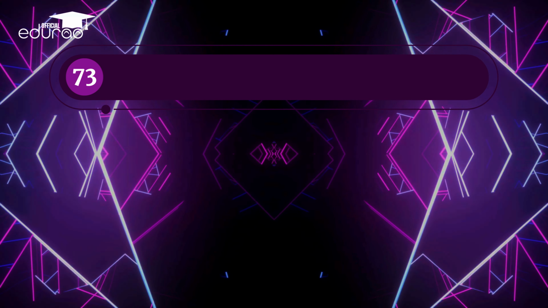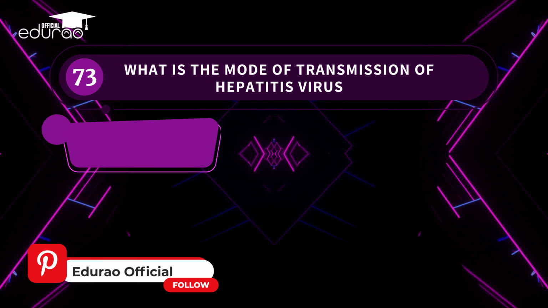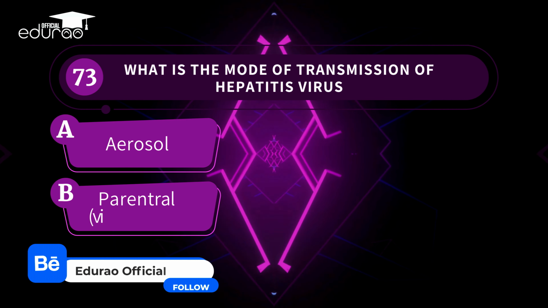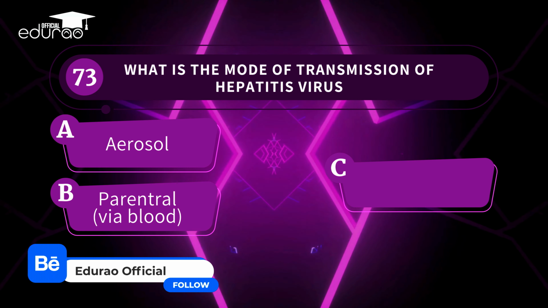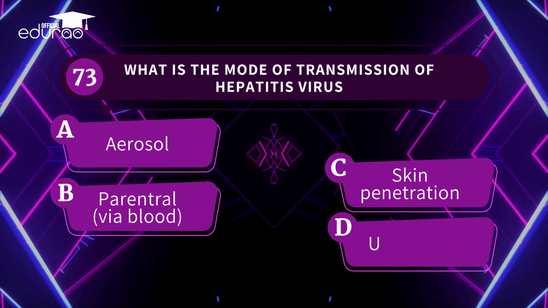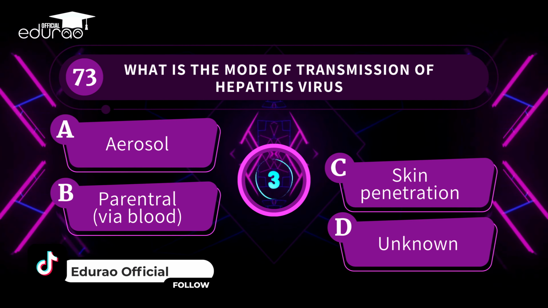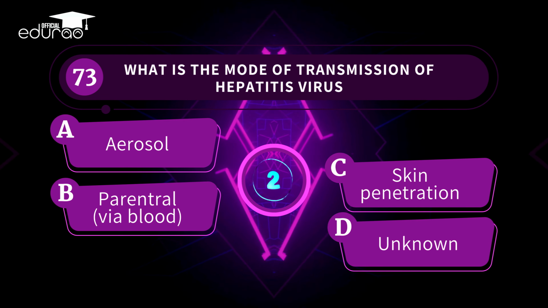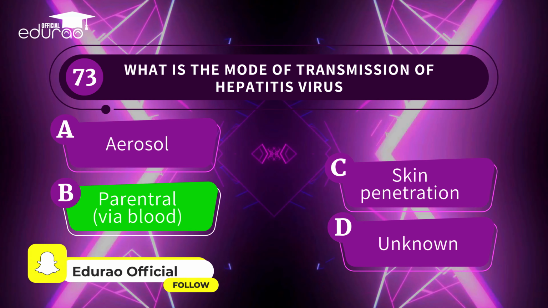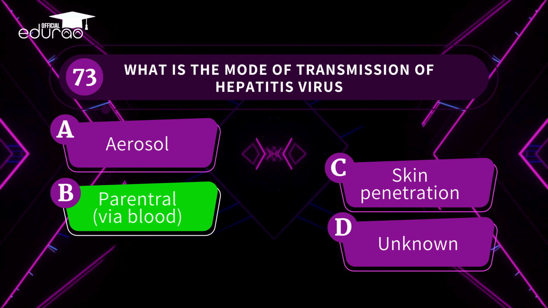Question 73. What is the mode of transmission of hepatitis virus? A. Aerosol, B. Parenteral via blood, C. Skin penetration, D. Unknown. You've got it right on the mark. Correct answer is parenteral via blood.